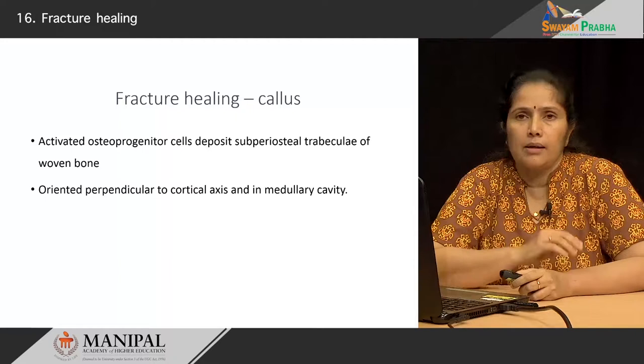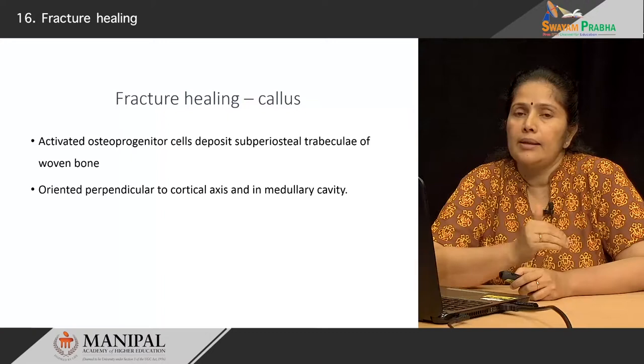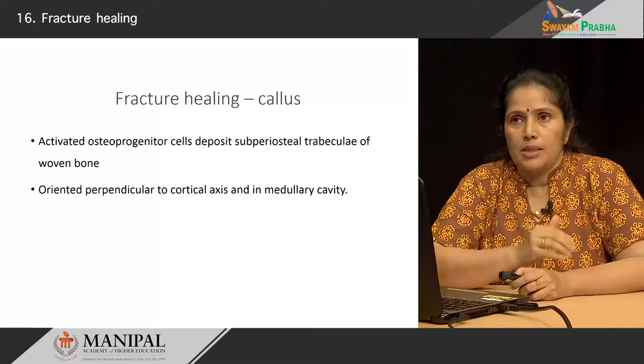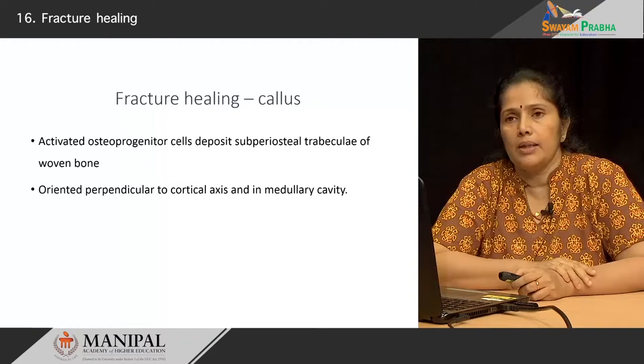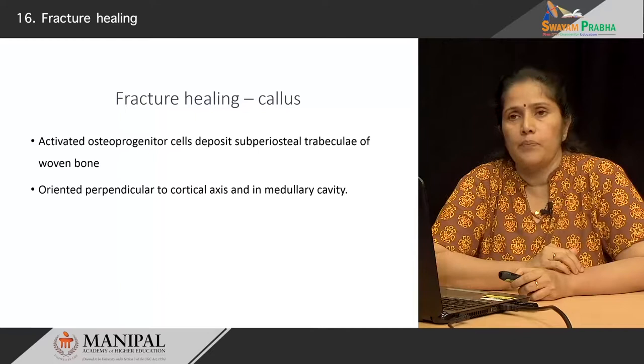So, from that zone, the osteoprogenitor cells will start laying down woven bone, and this woven bone is oriented perpendicular. So, it is arranged perpendicular to the axis of the cortex. So, the osteoprogenitor cells which were present just below the periosteum will start laying down woven bone, and these will be arranged perpendicular to the axis of the cortical bone, and slowly it is going to form even within the medullary zone.